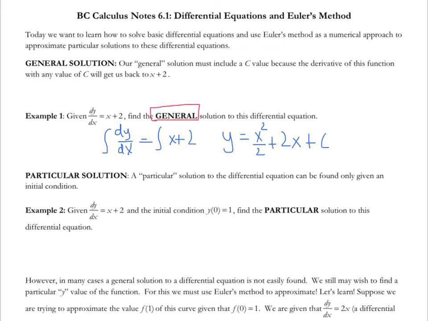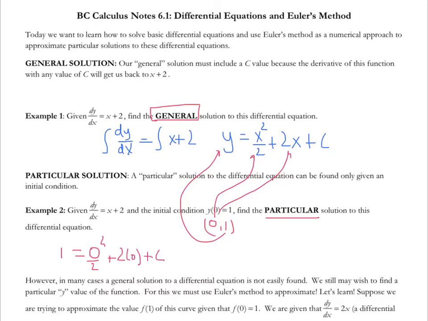Now, if they give you an initial condition, you can get a particular solution, and you get that by plugging the initial value into the general solution. So we have this ordered pair (0, 1). If we plug that into our equation, plugging 1 in for y, we get 1 equals 0 squared over 2 plus 2 times 0 plus c. So c ends up being 1. And so our particular solution is y equals x squared over 2 plus 2x plus 1.